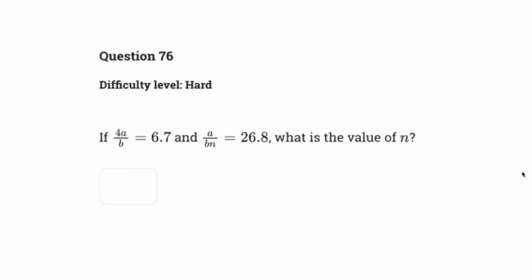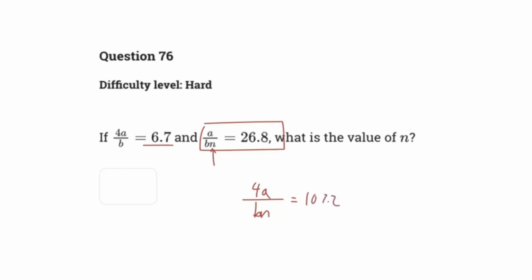Alright, so this problem says if 4a over b equals 6.7 and a over bn equals 26.8, what is the value of n? So to help us find the value of n, it'd be very helpful for us to scale up everything, right? Because we already know what 4a over b is, that's equivalent to 6.7, so we can use that to help us compare the values to ultimately find n. So if we were to scale up this entire equation by 4, we'd have 4a over bn, and then we would have to multiply 26.8 by 4, which gives us a value of 107.2.